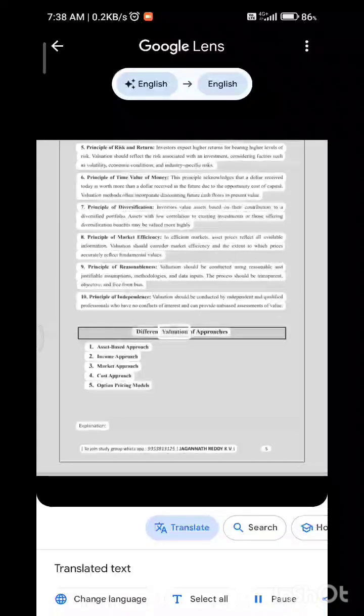Different valuation approaches. 1. Asset-based approach. 2. Income approach. 3. Market approach. 4. Cost approach. 5. Option pricing models. Explanation.